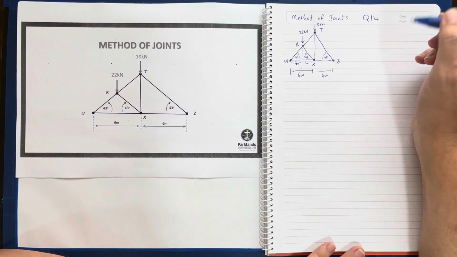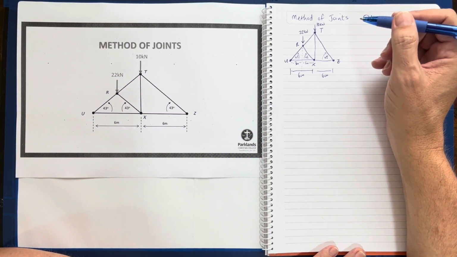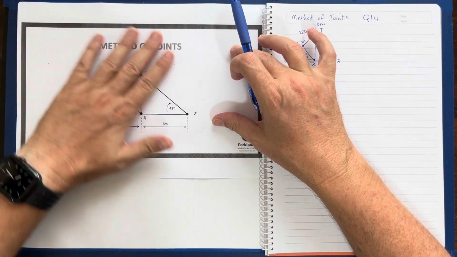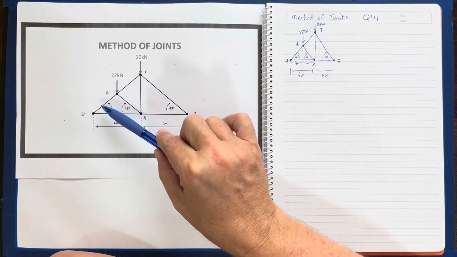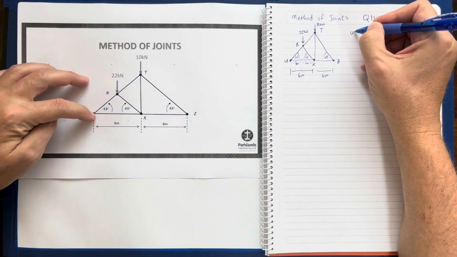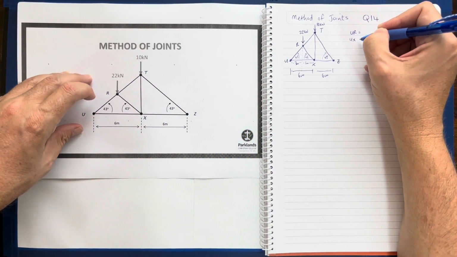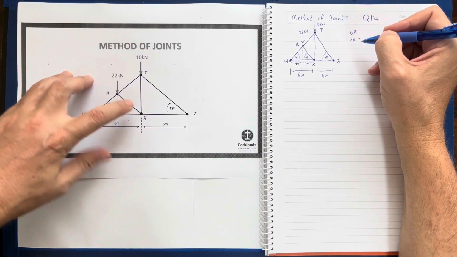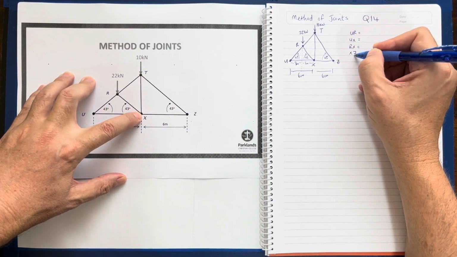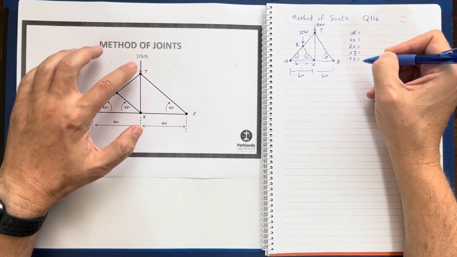So what I'm also going to do now is list all of the members that I have to solve. The question will probably also ask you this when we're doing method of joints, specifically, find the force in every member. So we have members UR, UX, RX, XZ, there to there, TZ, and TX.